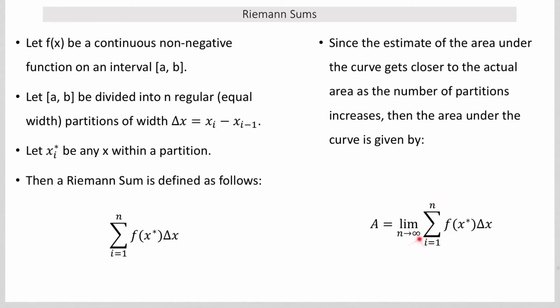What that's telling you is that you've now got a very large number of partitions. The more partitions you have, the closer you are to the actual area. So as n approaches infinity, you've filled up all of that space under the curve and you've got your actual area.